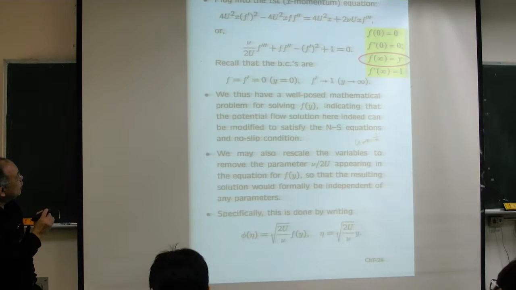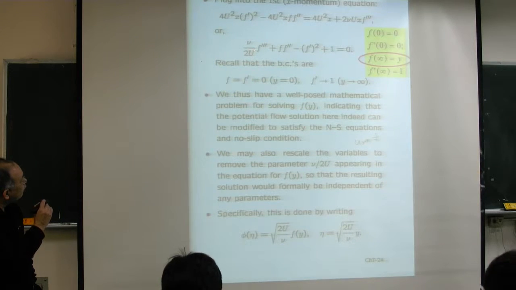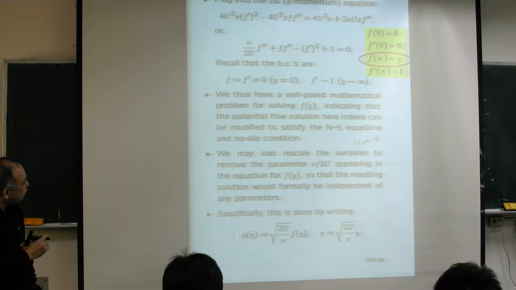And then here we can even simplify this, since we have a constant here. If we do an additional transformation, I define a new variable eta here, and eta and y have this relationship, and this phi and f have this relationship. Okay, I can change the y and f function here to eta and phi, and this Blasius equation can even be simplified.